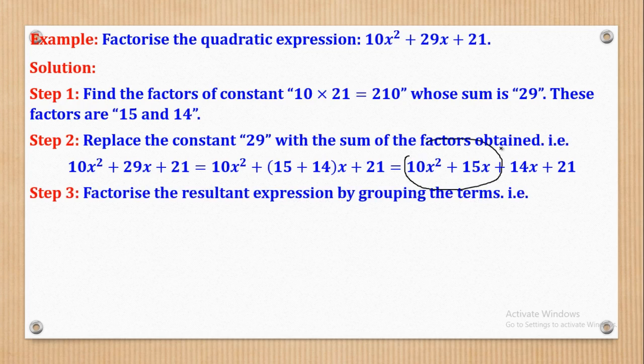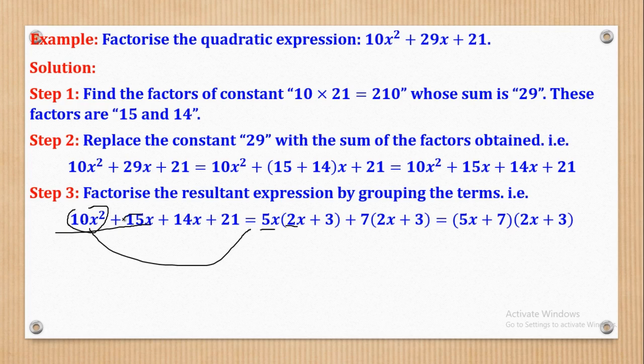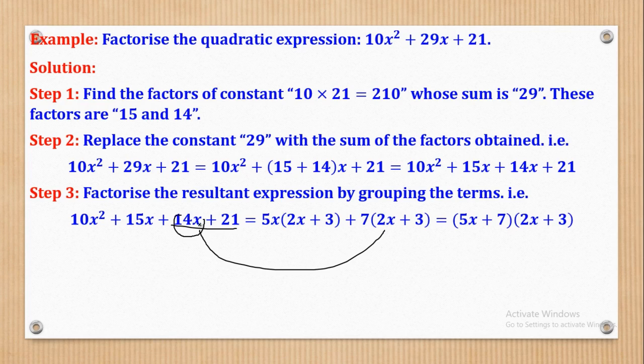Grouping means you look at this one alone and also this one alone. When we look at these 2 terms, we shall realize that 5x is common. So when I factorize out 5x, 10x squared divided by 5x, you'll remain with 2x, which is here. Then 15x divided by 5x, you'll remain with 3. Then for these other 2 terms, the common factor is 7. So 14x divided by 7, you come up with 2x, which is there. Then 21 divided by 7, you come up with 3, which is there. That is what they call factorization by grouping.